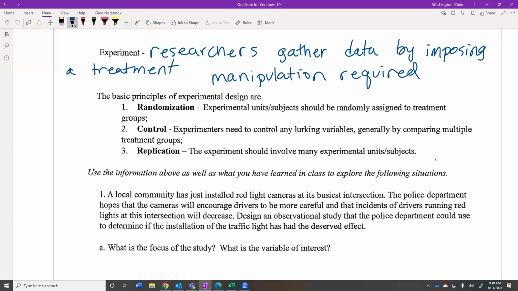Manipulation required. With an observational study, you cannot manipulate anything. You can't tell people what to do. You can't put them in groups. You can't do anything like that. You just simply observe. You go stand up at the front door. How many students today are wearing t-shirts? Right, you just go stand at the door and you just observe as they come in. Hey, I have this many students who are wearing t-shirts today.